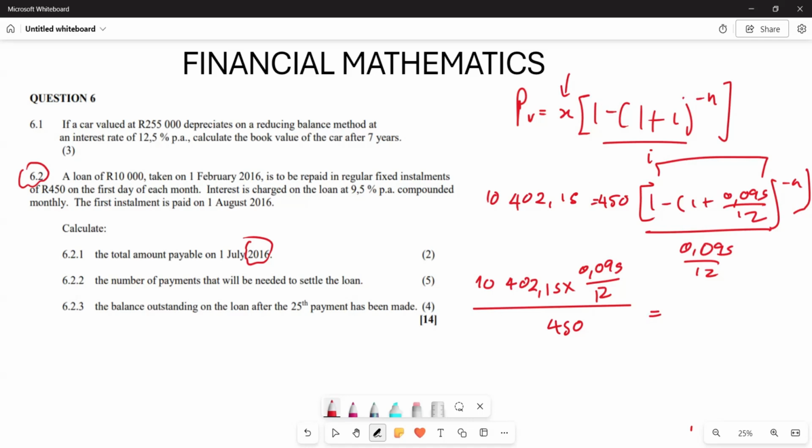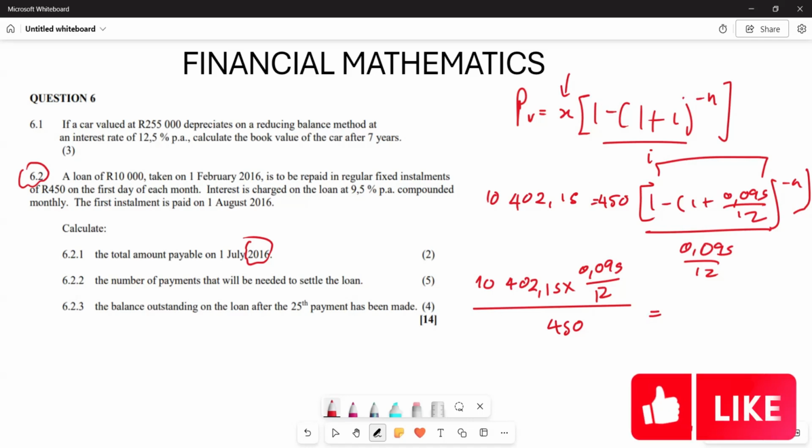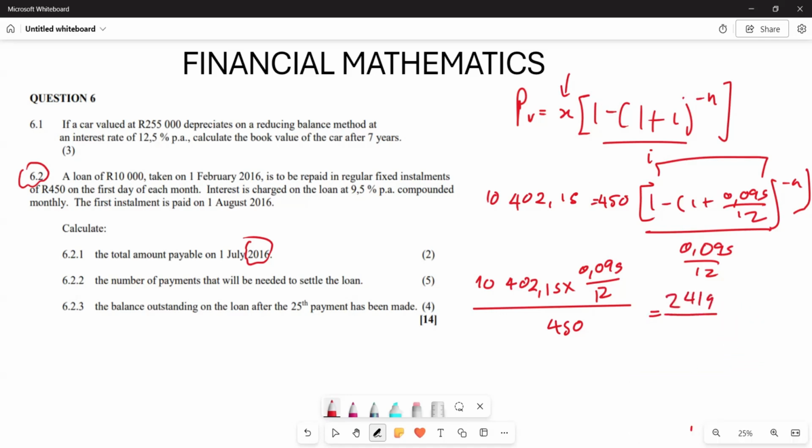Let's see. So when I say 1 plus 0.095 divided by 12, what is it that I'm going to get here? I'm going to get 2419 over 2400. So basically that is going to be that to the power of what? Of negative n. Remember, it's still minus 1 here. So remember, this is the same as 1 subtract this one is equal to that.